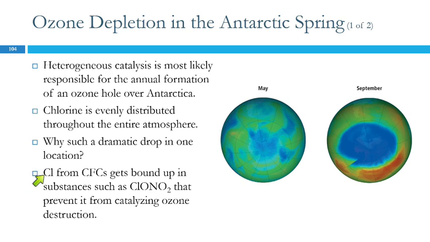Turns out that the chlorine atoms from the chlorofluorocarbons get bound up in substances such as ClONO2. So it gets tangled up with oxygen and nitrogen, and this compound cannot catalyze the destruction of ozone. The single chlorine atom by itself can. So this kind of thing is what's saving the ozone layer, right? If we didn't have the chlorine getting bound up like that, all of the ozone would have been gone a long time ago, because the catalyst never gets used up. It just keeps going and going, and it's just going to destroy everything.